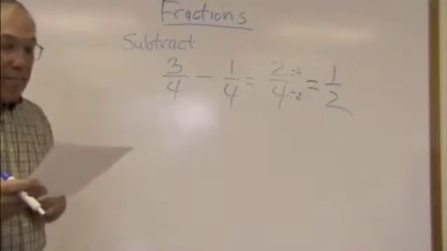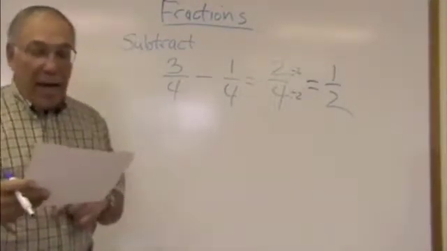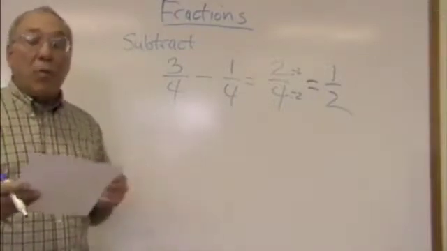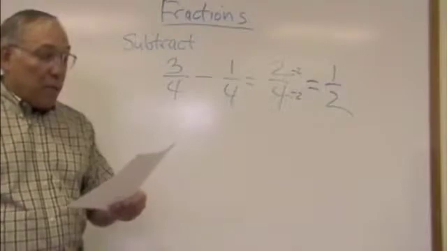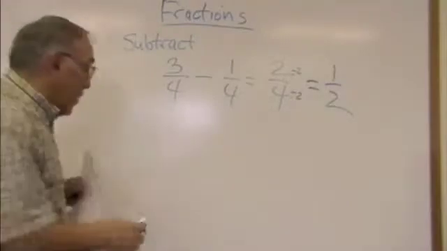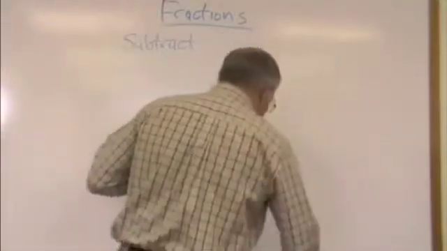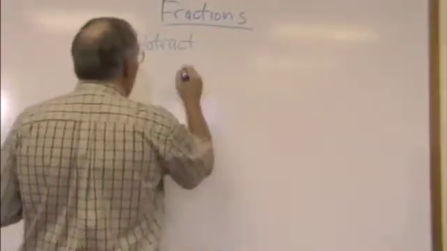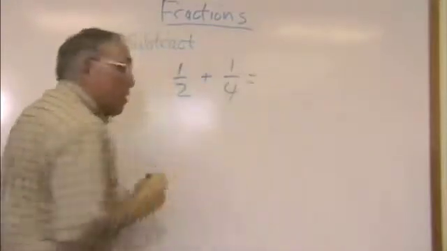What happens if the bottom numbers are not the same? Well, we have to figure out a way to add and subtract these problems too. For example, what if we had a problem like this? What if we had 1/2 plus 1/4?